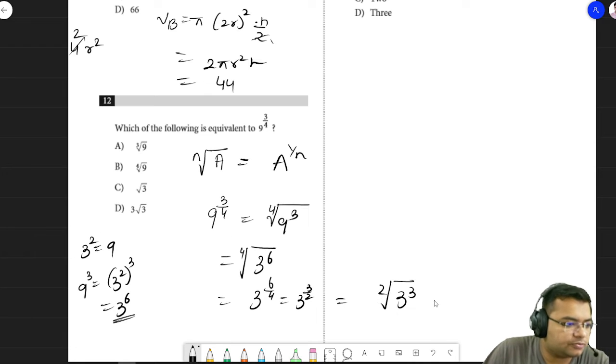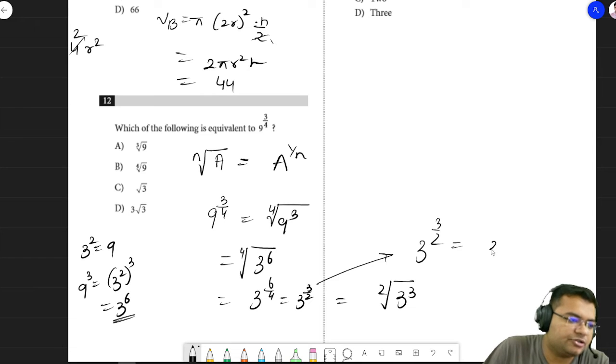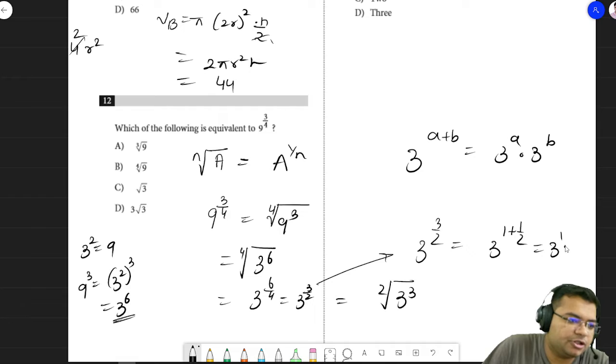If I'm not able to see this answer in this question, what I can do is I can still solve this out. Okay. So see here, 3 raised to 3 by 2 is there. I can write it as 3 raised to 1 plus 1 by 2. Yes or no? Now if it is written that 3 raised to a plus b, I can write it as 3 raised to a into 3 raised to b. So here I can write it as 3 raised to 1 into 3 raised to 1 by 2. Okay. So it will become 3 into root of 3. It's a simple math here.